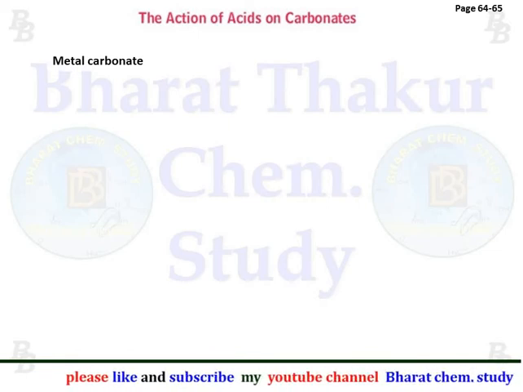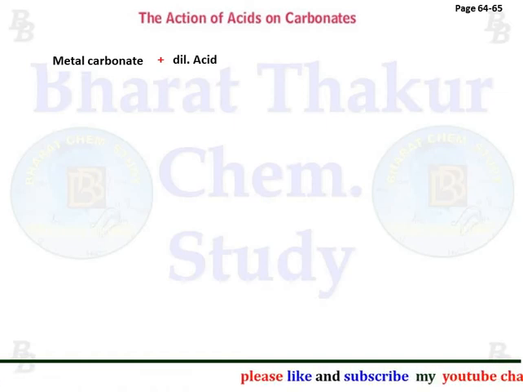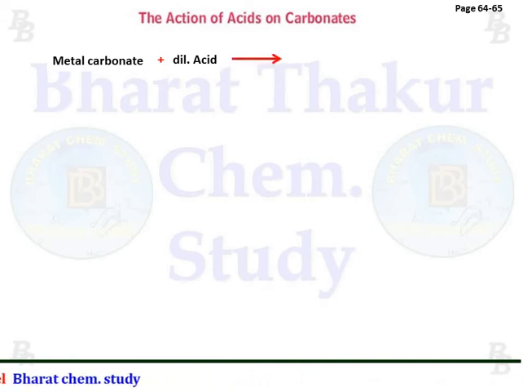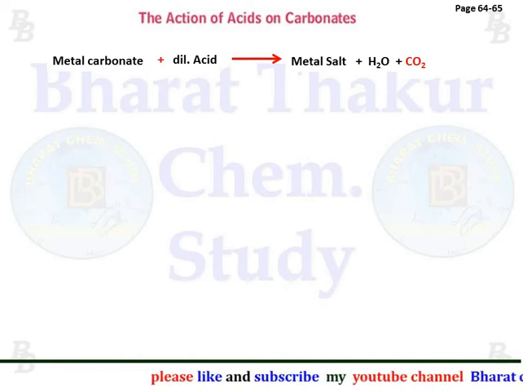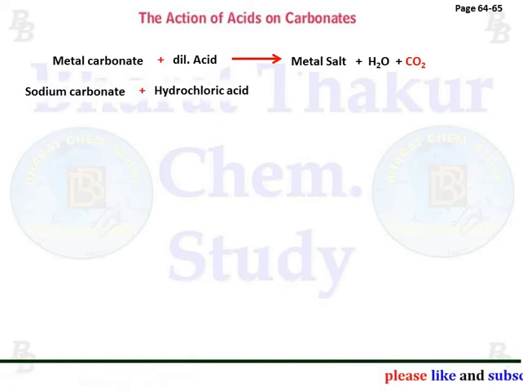Whenever metal carbonates or metal bicarbonates react with dilute acids, either dilute HCl or dilute sulfuric acid, they form a metal salt, water and carbon dioxide. Let's take an example: sodium carbonate plus dilute hydrochloric acid.